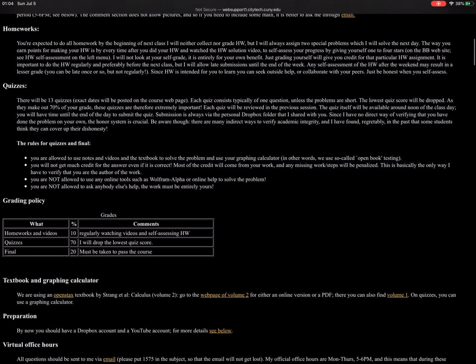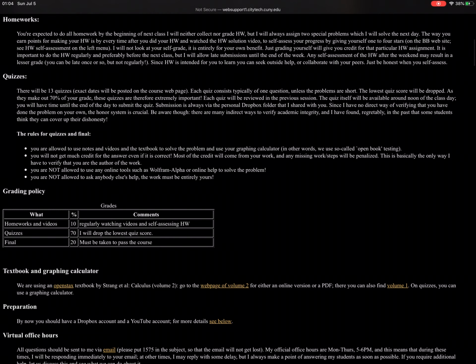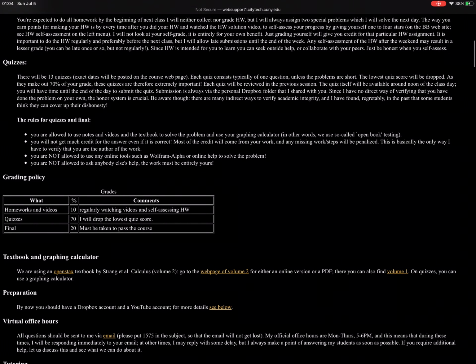Then the homeworks. You are expected to do all the homeworks by the beginning of the next class, as usual. So one day you get the topic, then you get the homeworks for that topic, and the next day we go over these homeworks and you try to solve them the night before. But then read what comes next. The next sentence: I will neither collect nor grade homework, but I will always assign 2 special problems which I will solve the next day. So the next day there will be a solution video with those 2 special problems.